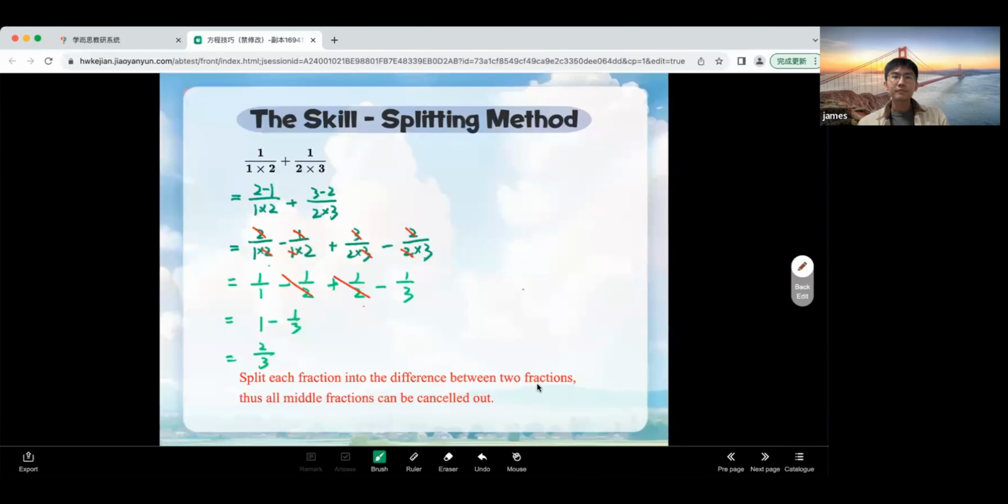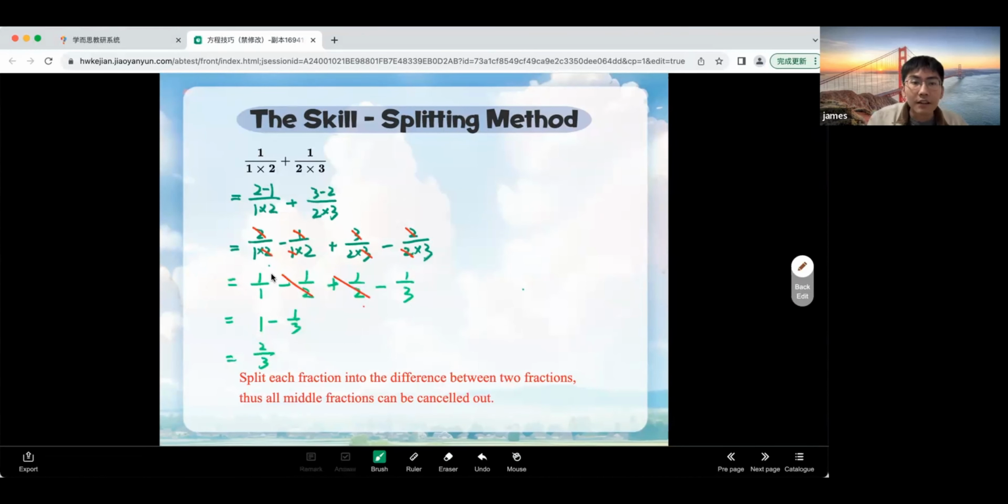Okay. So everyone can see that with the splitting method, when you split every single fraction into the difference between two fractions, in the end all the middle parts can be cancelled out, right?